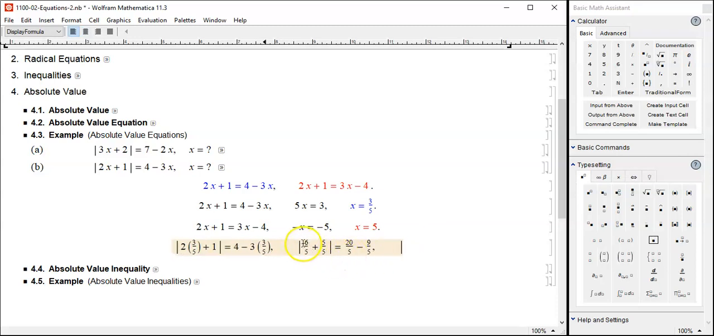So what do we have? 11/5. 20 minus 9, 11/5. Yeah, that works out. This is positive here, so I don't need the absolute value sign. So yeah, it works out. Okay, that works out.